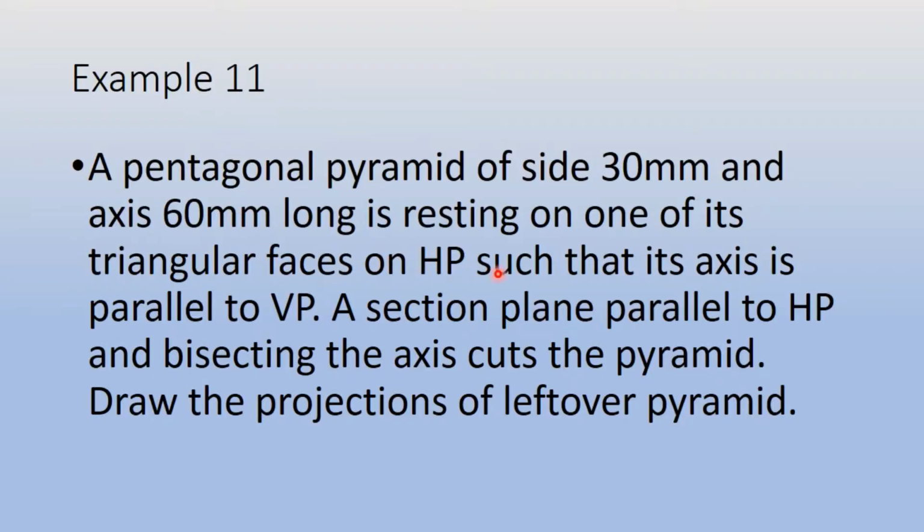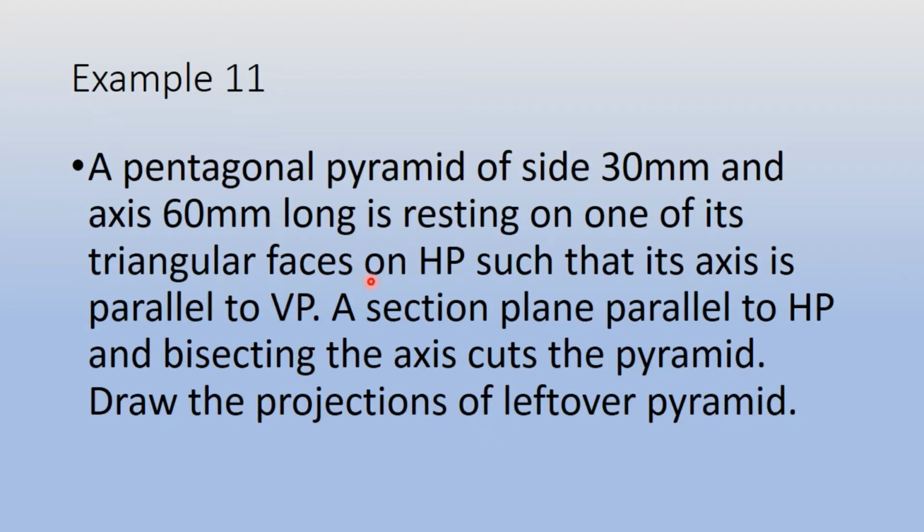Example 11. A pentagonal pyramid of side 30 mm and axis 60 mm long is resting on one of its triangular faces on HP such that its axis is parallel to VP. A section plane parallel to HP and bisecting the axis cuts the pyramid. Draw the projections of the leftover pyramid.